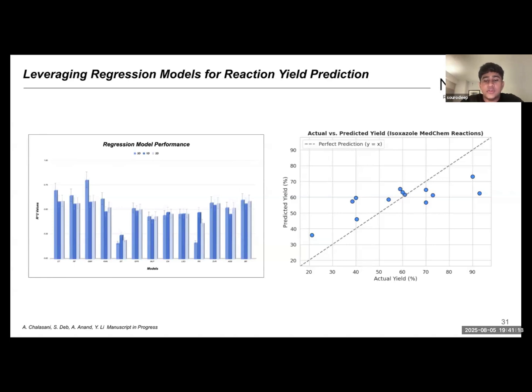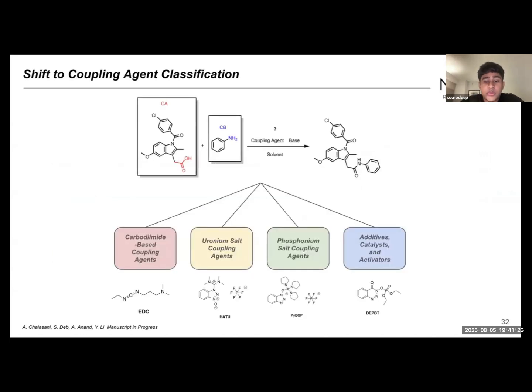And rather than raw yield regression, which was shown to not be effective, we changed directions to the classification of amide coupling agents. We took the 4 most common coupling agents in our dataset, which are carbodiimide-based agents, uranium salt-based agents, phosphonium salt agents, along with additives, catalysts, and activators.